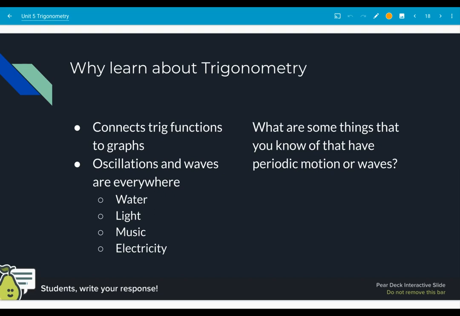The other thing is that oscillations in waves, periodic motion, are everywhere, from ocean waves and ripples in water being periodic. Light, as you know, is both a particle and a wave. Music is all about frequencies and how our brain registers them, so all about periodic motion. We'll look at that in a second. And electricity. Everything that runs our modern day life runs off of periodic motion.